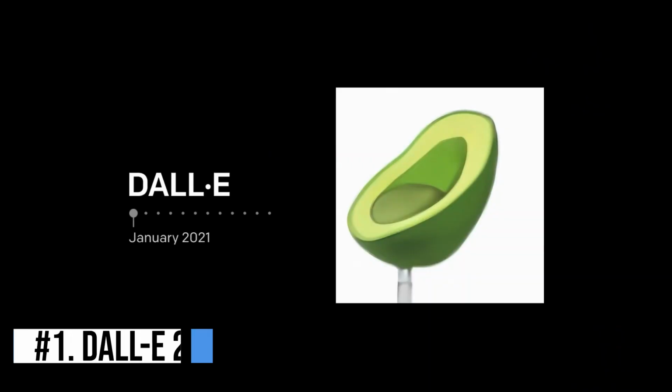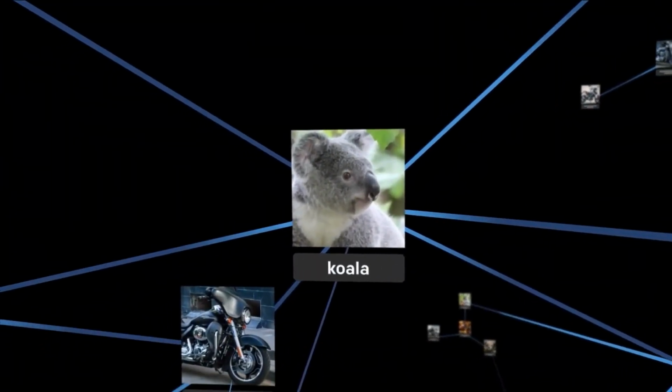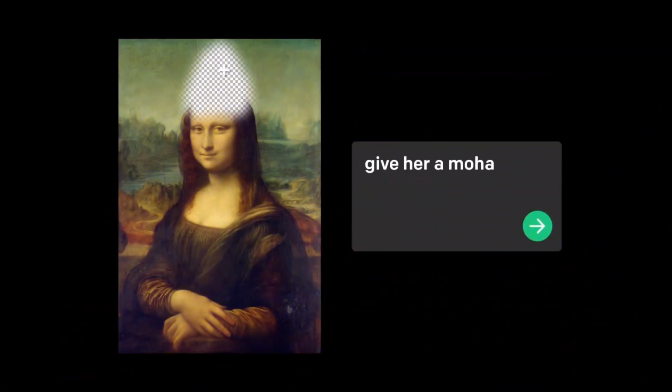Here are 16 tested ways of converting your text inputs to imaginative wonders. Number 1. DALL-E 2. DALL-E 2 is one of the best AI picture generating systems created by OpenAI to assist you in creating realistic digital art from a textual description in natural language.